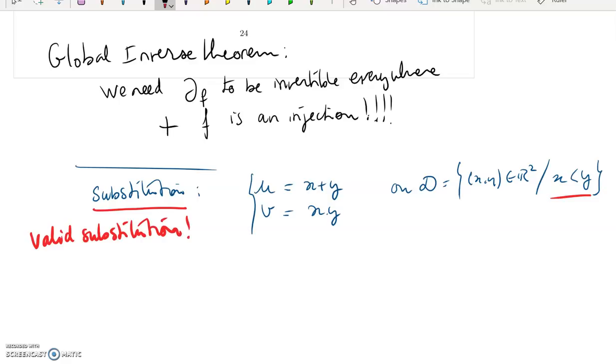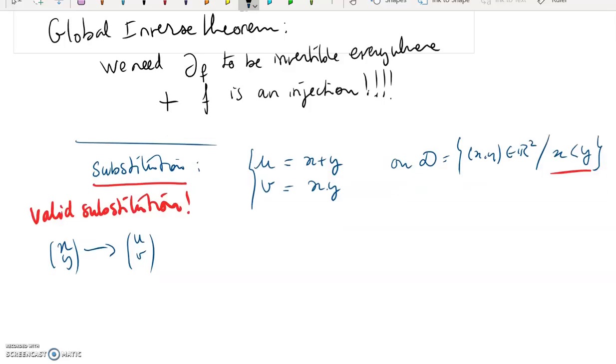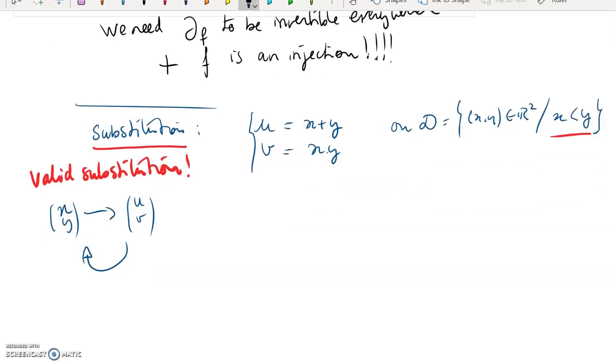What is a valid substitution? It's something that takes your set of variables, let's say x, y, and gives you a new set of variables, let's call them u, v, but it's going to be a good substitution if and only if you can get back to the original variables. If you've got phi that takes you from xy to new variables uv, you want to be able, usually in the end, to reverse the process, to go from uv to xy.